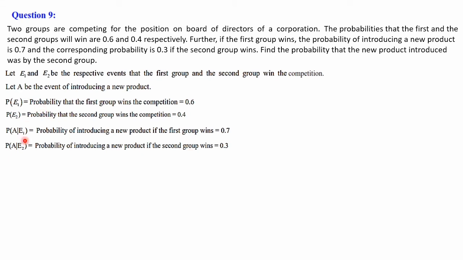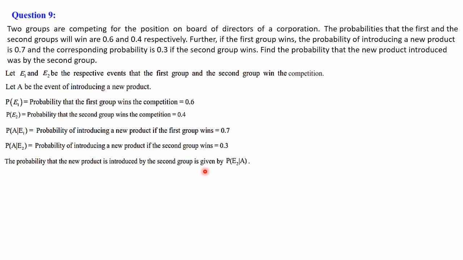So everything is there for us to calculate. The required probability is the probability of E2 given A. Find the probability that the new product introduced was by the second group. Second group means E2, so E2 given A, where A means introducing the new product. So P of E2 given A means the probability that the new product is introduced by the second group.